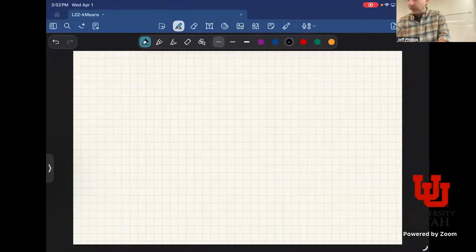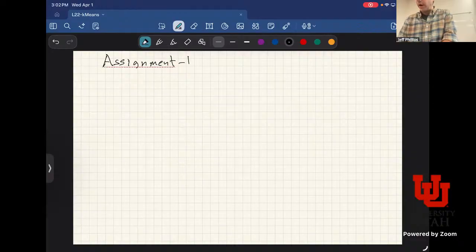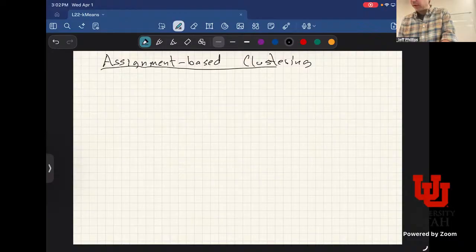Yeah, so we are focusing on this type of clustering called assignment-based clustering. And the most famous version of this is the k-means formulation, which we'll talk about.